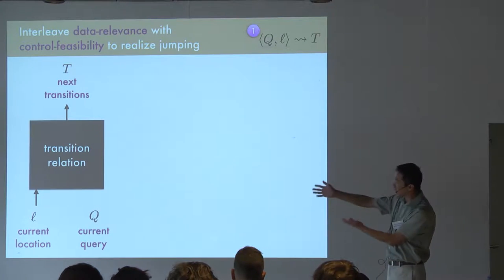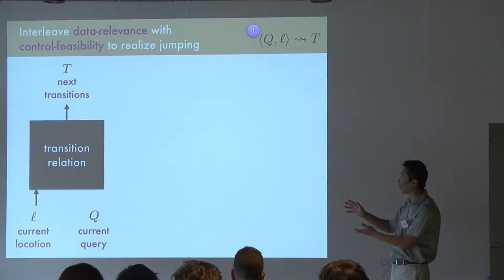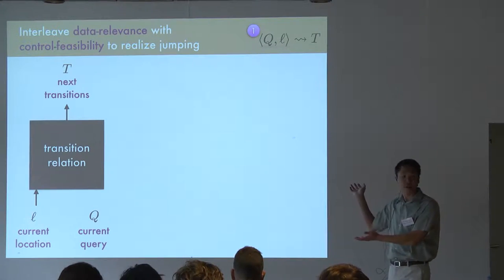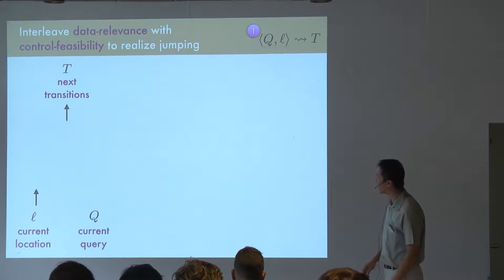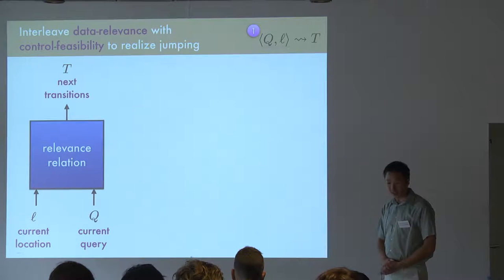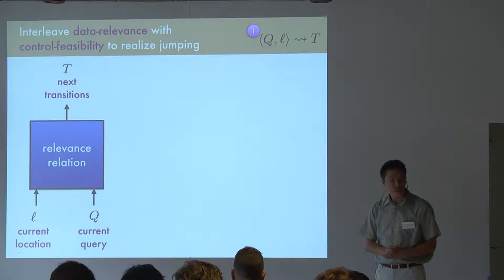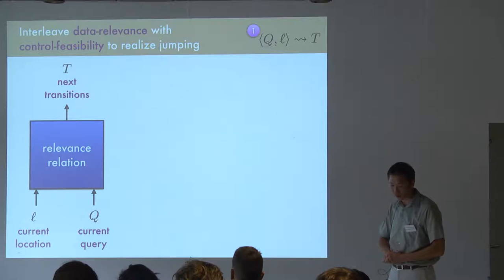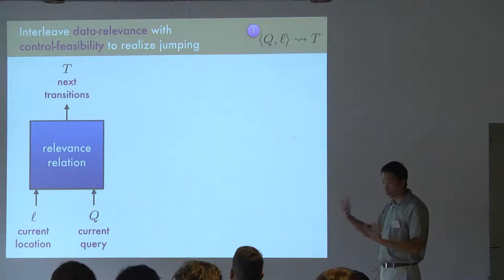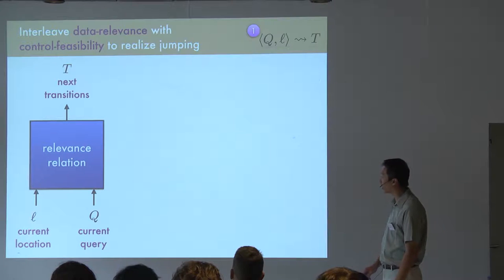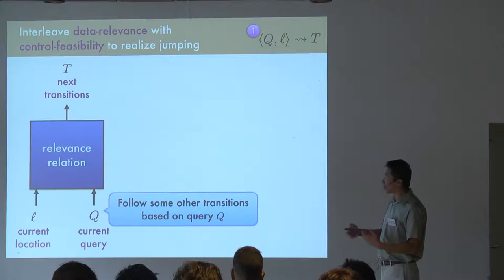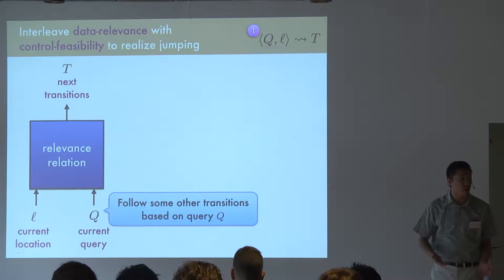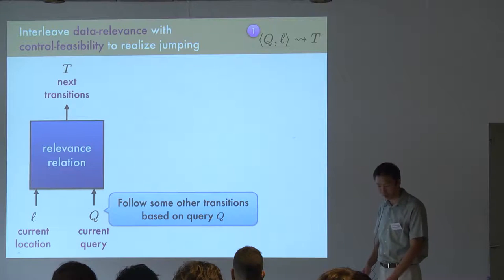In some sense, I have the current query here that I highlight, and why it's on the slide is we're just ignoring that bit of information when we ask about what the next possible transitions are. So the main idea is actually that straightforward: we also can consult the current query that we're trying to prove or refute. And so we replace the transition relation with what we call a relevance relation, which we can consider generically, that follows some other transitions based upon this query queue. Okay? It can actually leverage the information in the query queue.